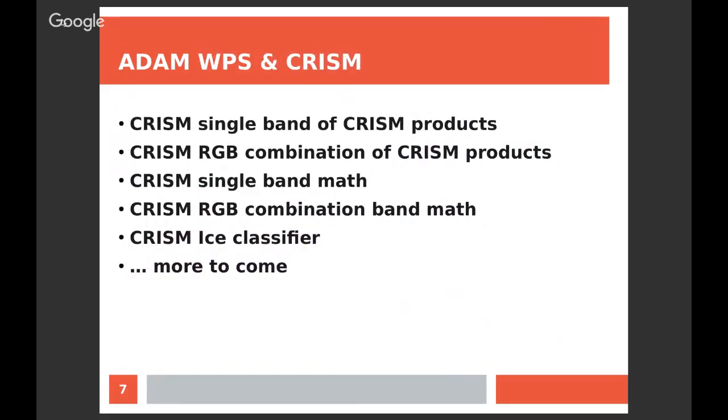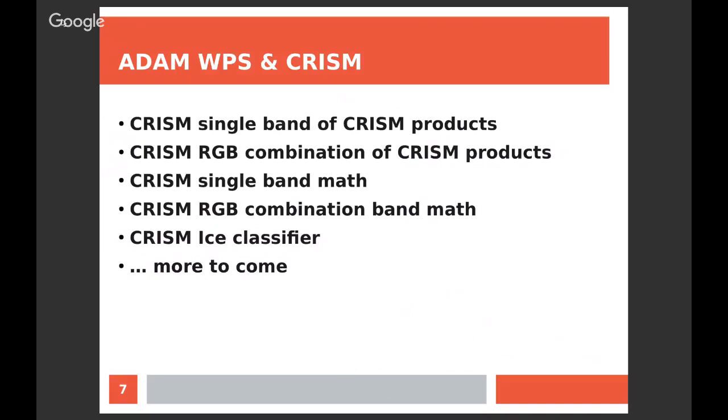Have you heard about WPS? Not many people. WPS is an OGC standard that allows you to process data using, in this case, Python routines. So you send a query-like call, and then you get back some products. In this case, we have 5 working WPS services. The single bands that I showed you before, you can do either using WPS or using WCS. The RGB combination, same thing.